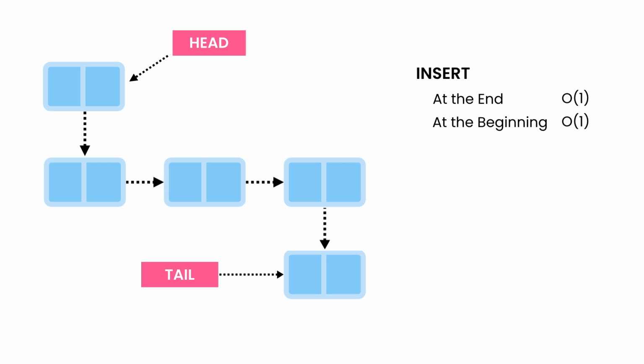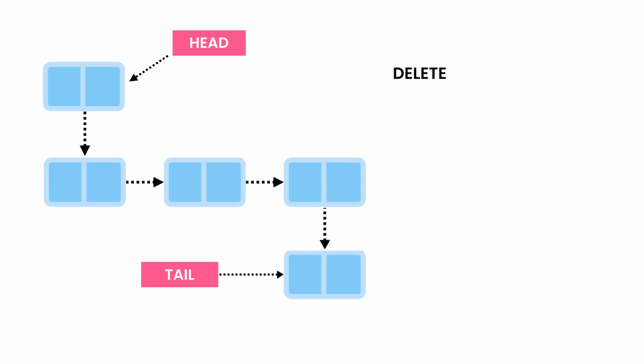Now, what if you want to insert an item somewhere in the middle? Let's say after the 10th node. Well, first we have to find that node. That's an O of n operation. And then we have to update the links, which is an O of 1 operation. So inserting an item in the middle is an O of n operation.